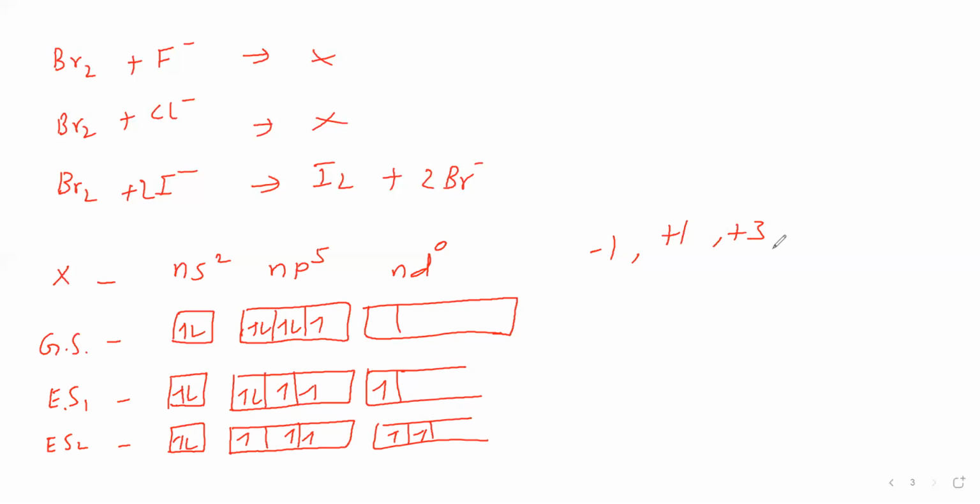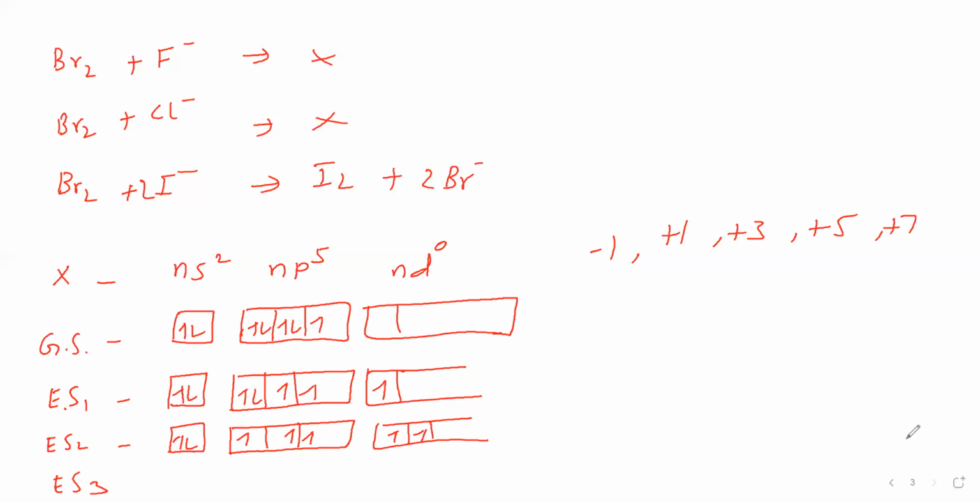Now 5 unpaired electrons, therefore +5 is possible. In the third excited state, how many unpaired electrons will we get? 7. Therefore, the +7 oxidation state is possible. Halogens can show general oxidation states like this. Fluorine can show -1 and +1 only, but the rest of the halogens can show other oxidation states also.